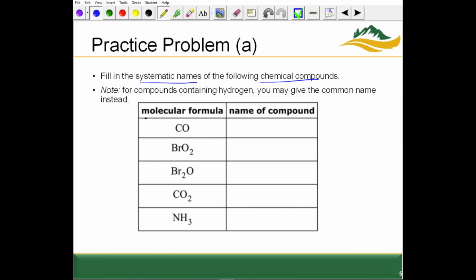You're not always going to be told what kind of compound you are naming or working with, so you need to also get comfortable recognizing if this is molecular versus ionic. Okay, so you're not necessarily going to be told name these ionic compounds or name these molecular compounds. So you need to be able to distinguish which one you're working with.